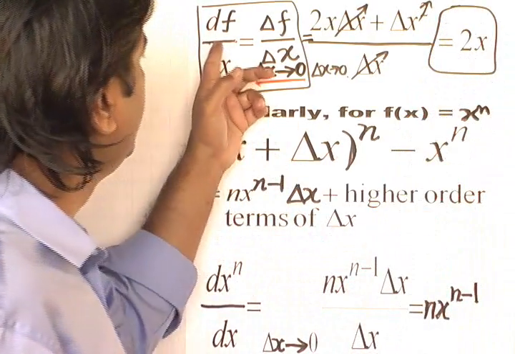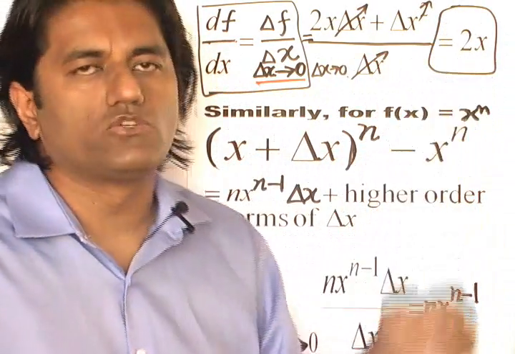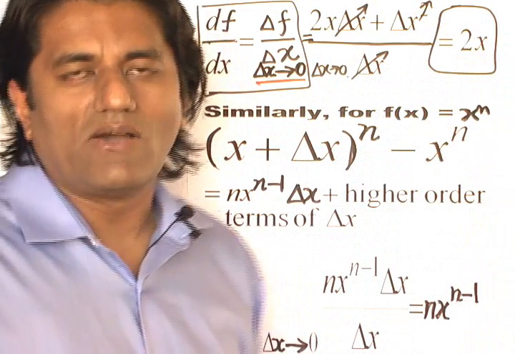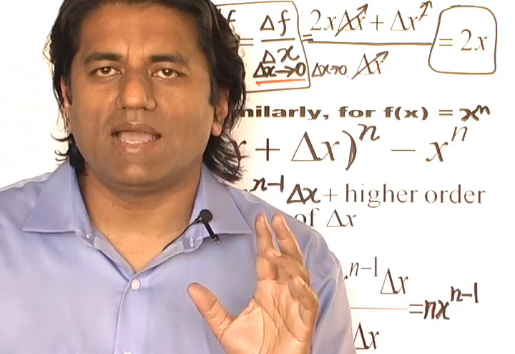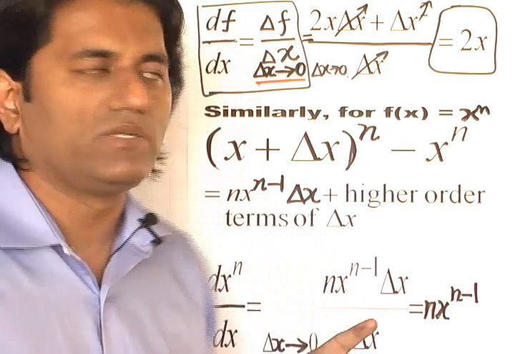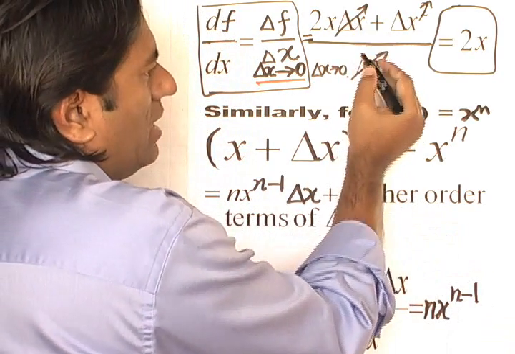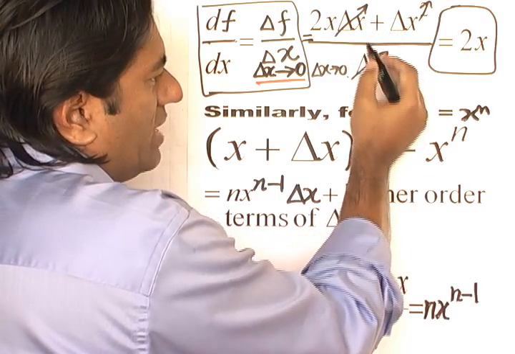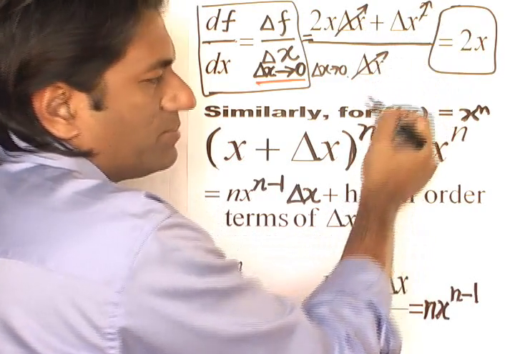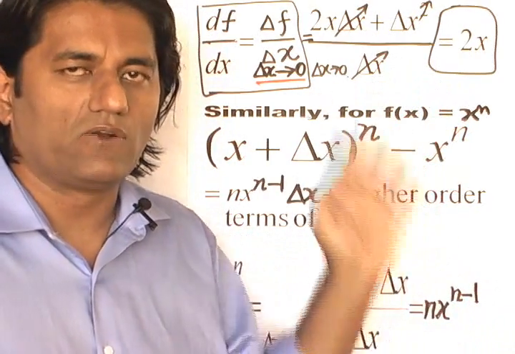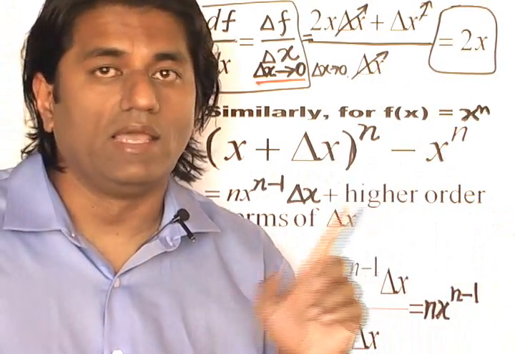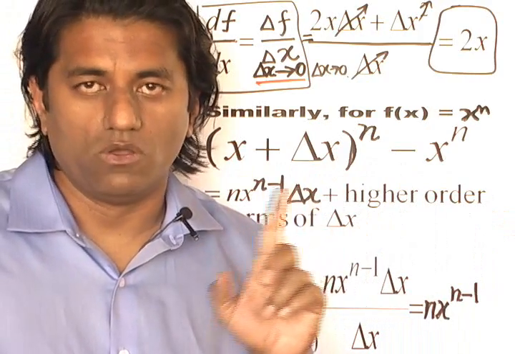So the derivative df by dx equals 2x. Now I seem to have done something a bit tricky here. Firstly, I said delta x is not equal to 0, and that's why I was able to divide both the numerator and the denominator by delta x. So I said delta x is not equal to 0, so I'm allowed to divide by it, because in mathematics you know that division 0 by 0 is a no-no. You can't do that.